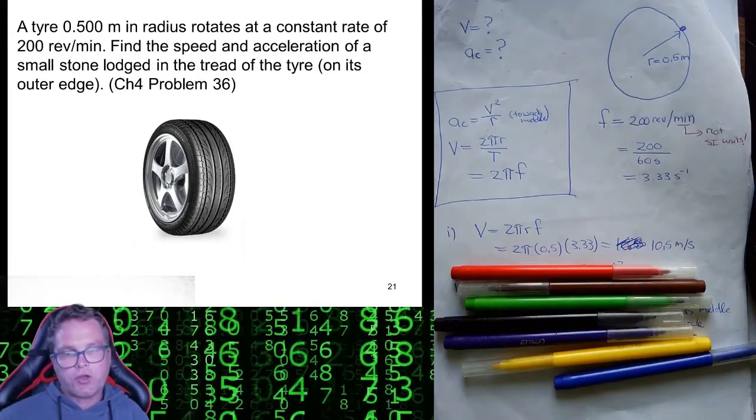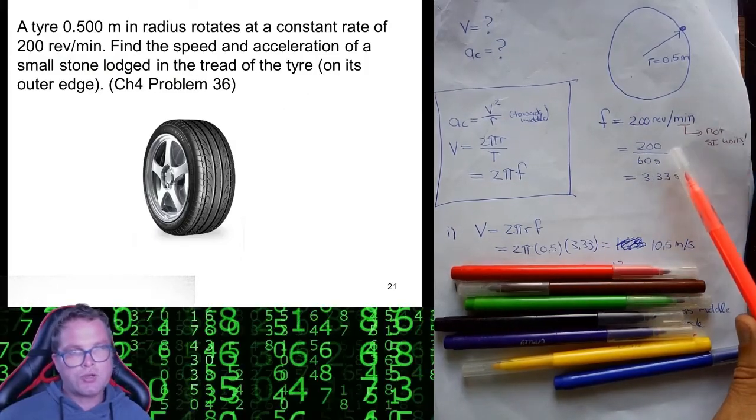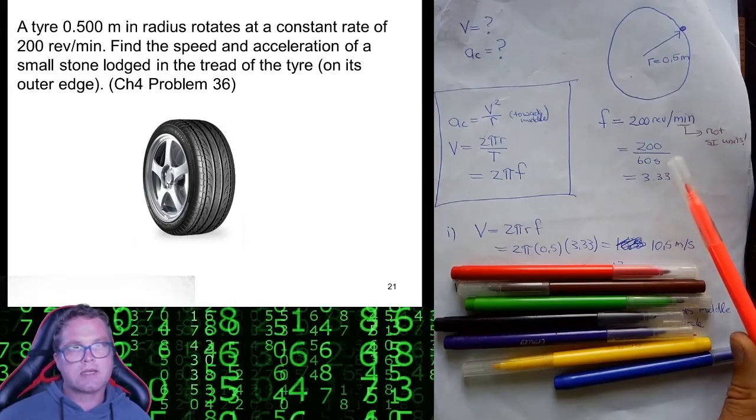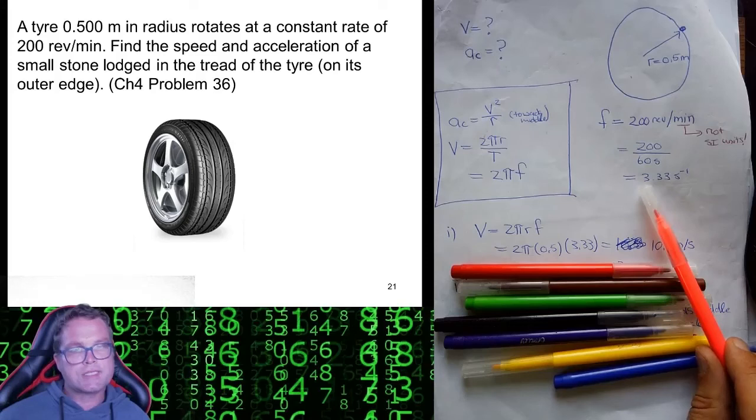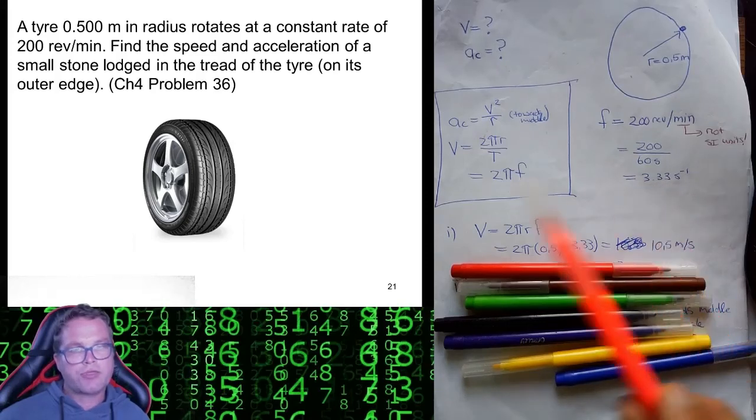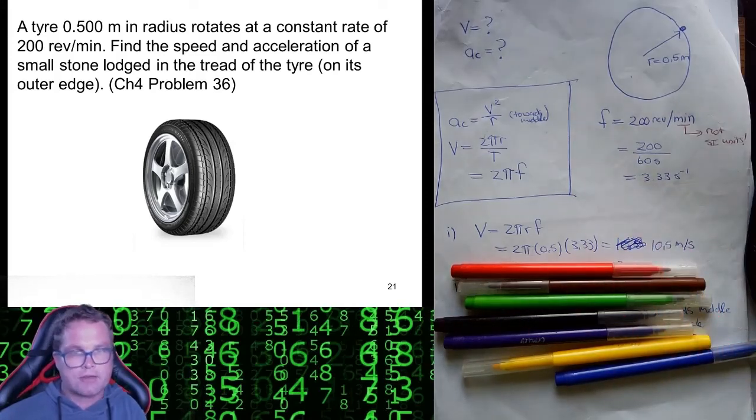We need to take note that not all the quantities are in SI units. We're given a frequency of revolutions per minute. We need to change this to revolutions per second. So we do that conversion by dividing the 200 by 60 seconds, since there's 60 seconds in 1 minute, which gives a frequency of 3.33 revolutions per second.